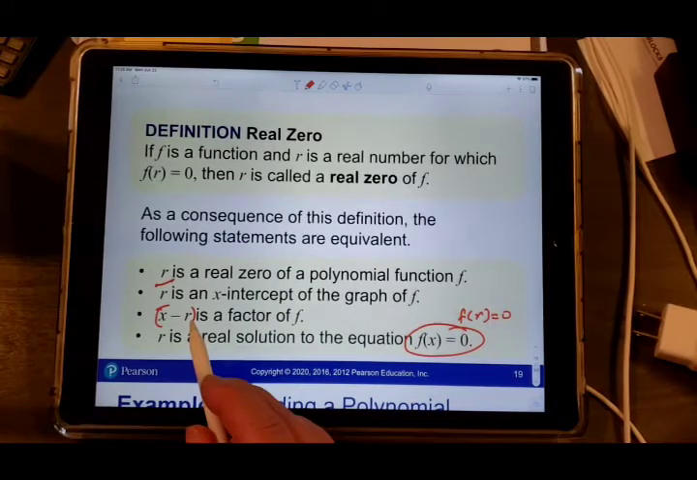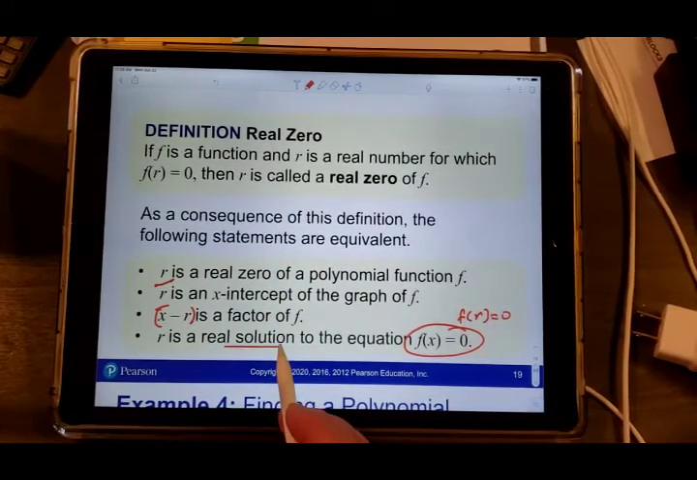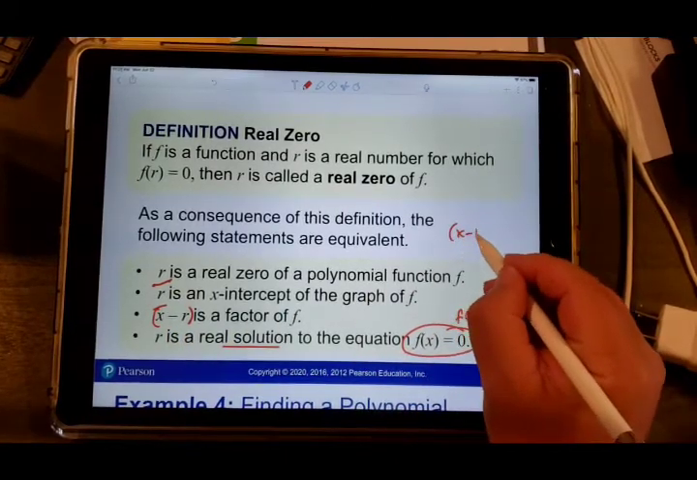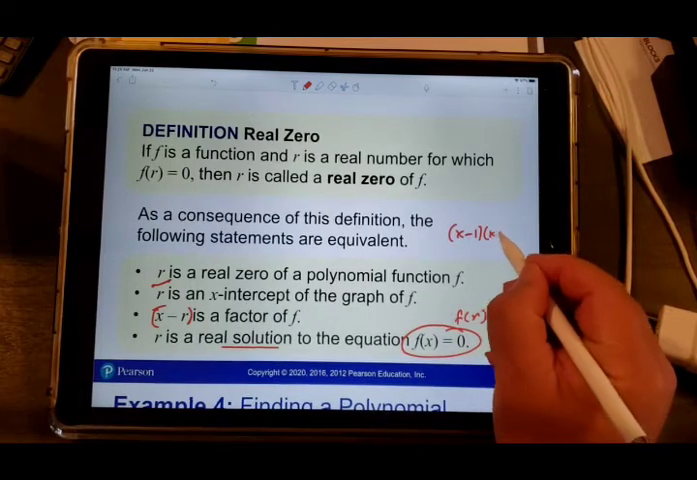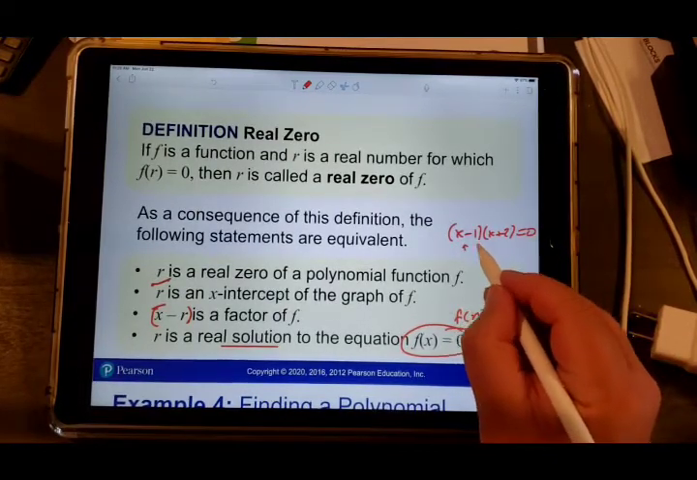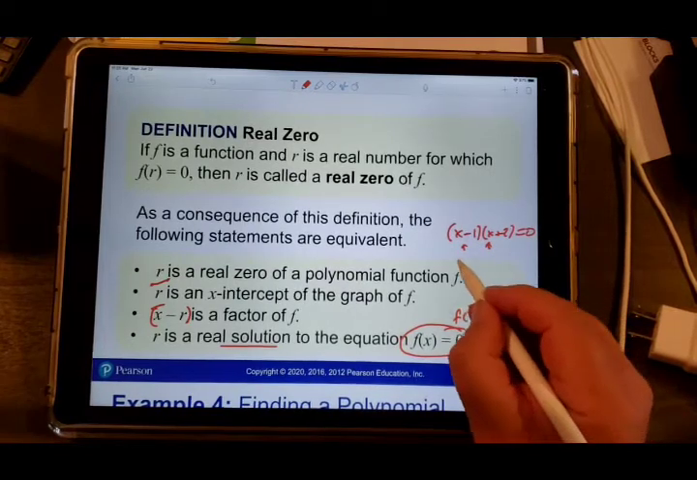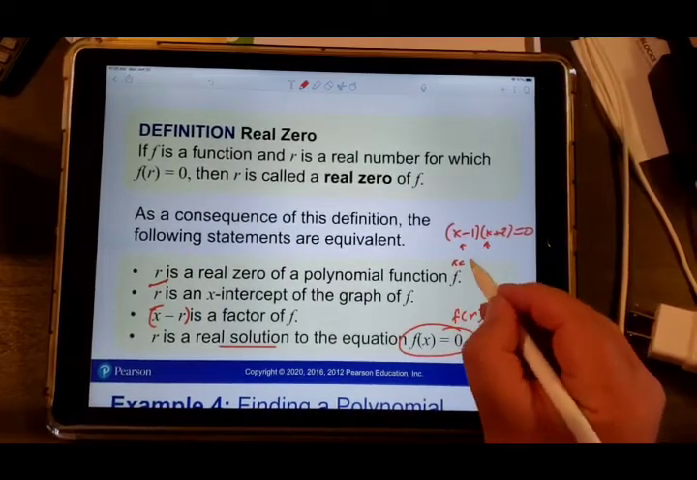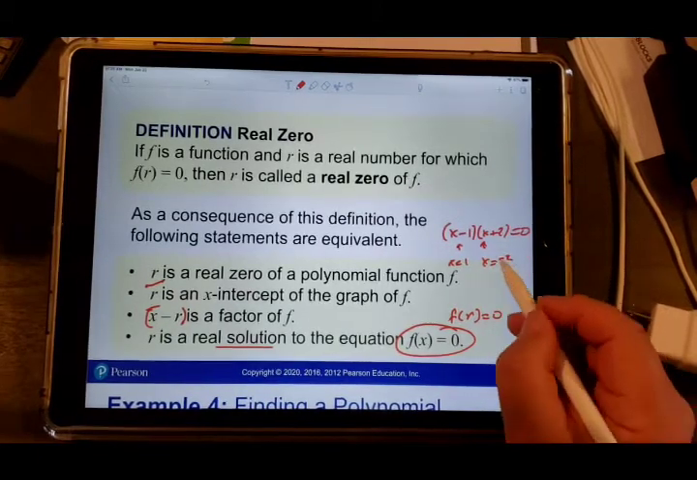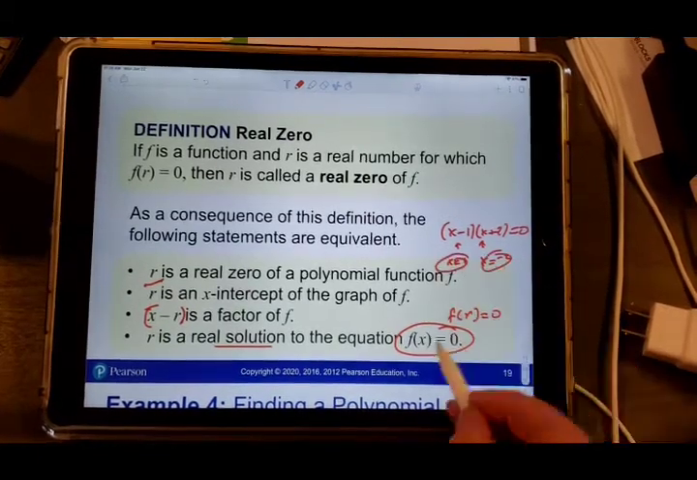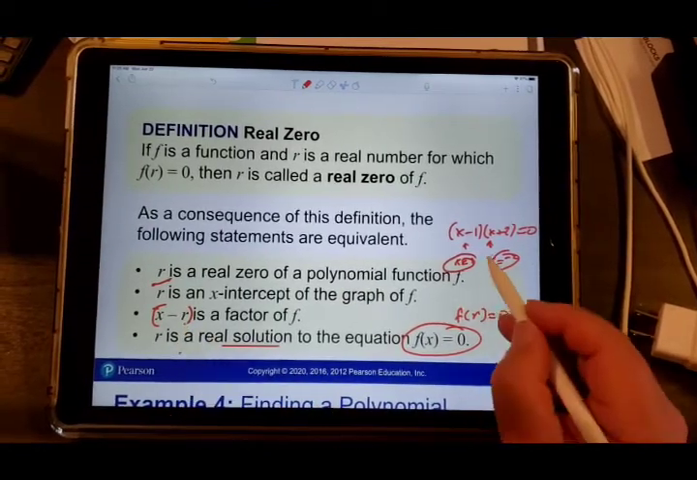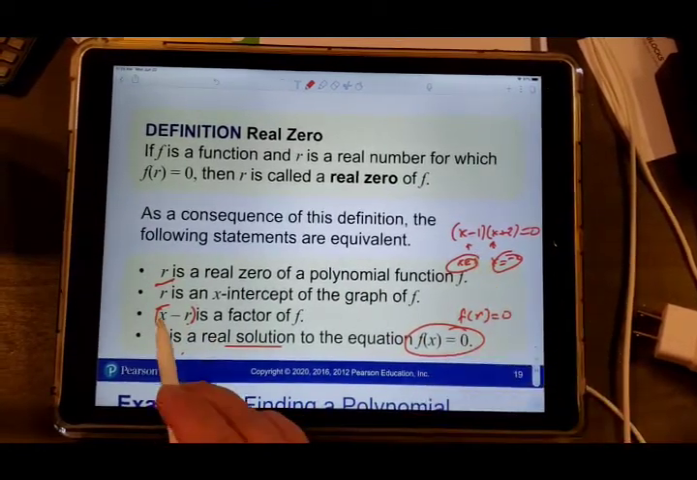We use factoring to find the solutions. So if you were to factor, say, x minus 1 times x plus 2 equals 0, you would know that when you set these equal to 0, you'd get what we call solutions to the equation, and x would equal 1, x would equal minus 2. So if you know it's a solution, then you also know it's a factor. So we could reverse this.